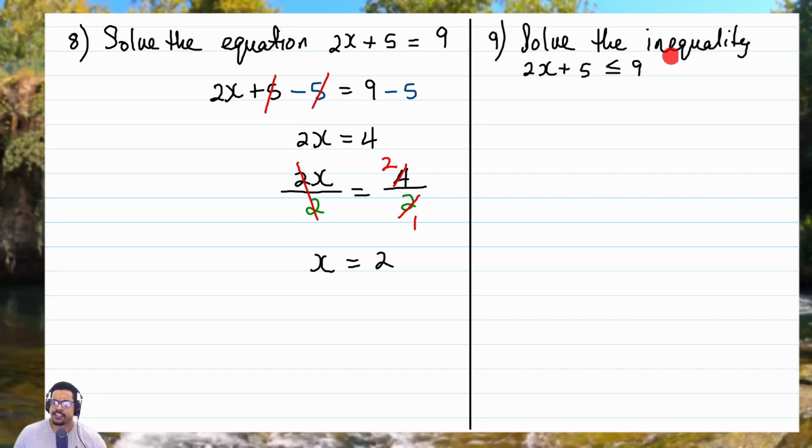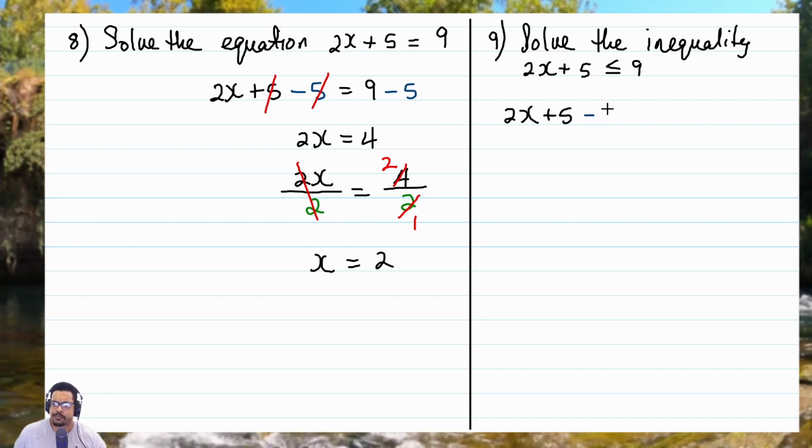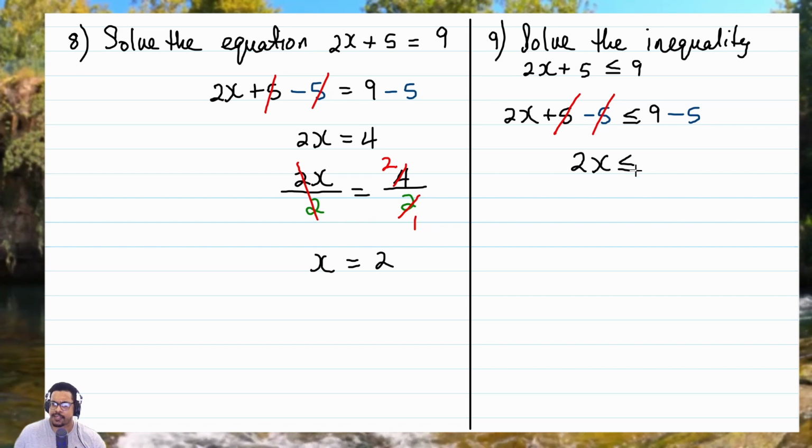So here we're going to solve the inequality: 2x plus 5 is less than or equal to 9. You're going to do the same thing as we did here. The only difference would be the inequality sign. So we have 2x plus 5, and we'll subtract 5. And then we have 9 subtract 5. 5 take away 5 will give you 0. So remember, 2x is less than or equal to 9 take away 5, which is 4.